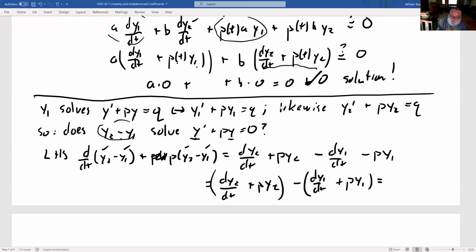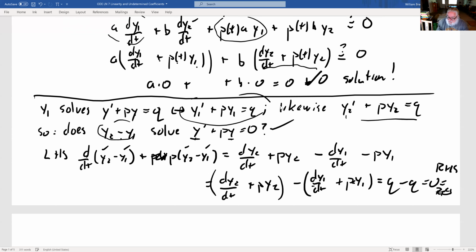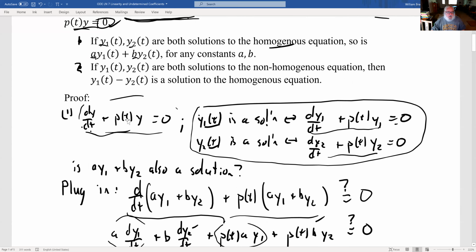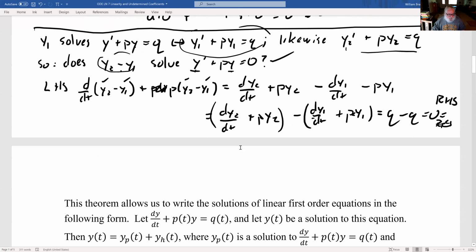Great. What is this equal to? Well, this part equals q. That's this equation. This part in the parentheses here equals q. The whole thing equals 0, which is my right-hand side of my equation. Great. What does that tell me? That tells me that the difference of two solutions to the non-homogeneous equation is a solution to the homogeneous equation.